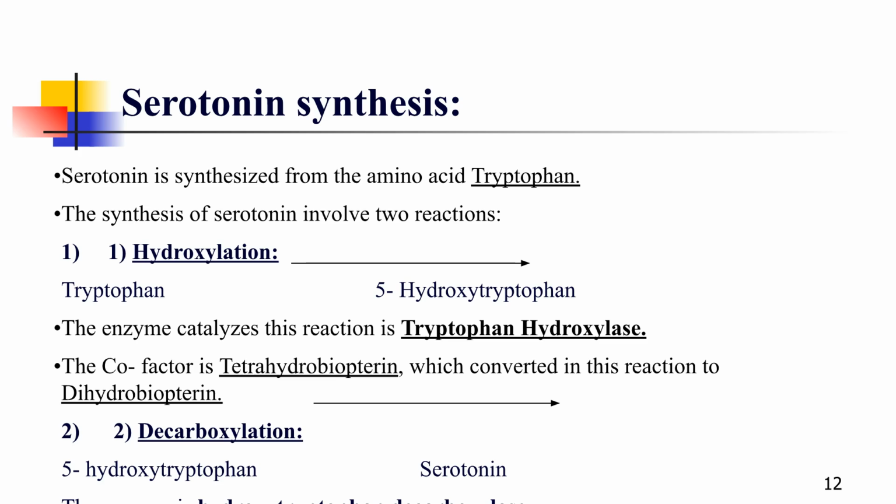Serotonin is synthesized from the amino acid tryptophan through 2 reactions. The first is hydroxylation, producing 5-hydroxytryptophan, catalyzed by tryptophan hydroxylase. The second is decarboxylation, producing serotonin, catalyzed by hydroxytryptophan decarboxylase. Serotonin is synthesized in the CNS and chromaffin cells.